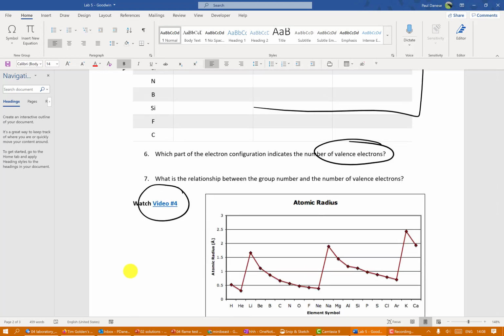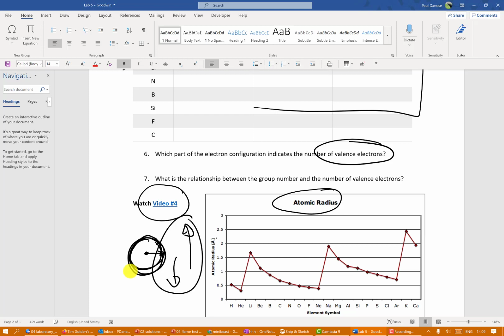There's another video on atomic radius. If you don't know what a radius is, basically if you have a circle or a sphere, the radius is the distance from the middle of the circle or the sphere to the edge. And they're talking about atomic radius. So what they want you to do is think of the atom as being like a ball, and you're measuring how big the atom is based on what its radius is. So if you have an atom with a big radius, it's going to be a bigger atom. If you have an atom with a small radius, it's going to be a smaller atom.